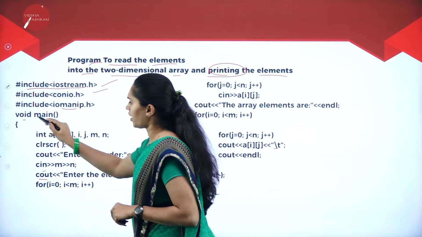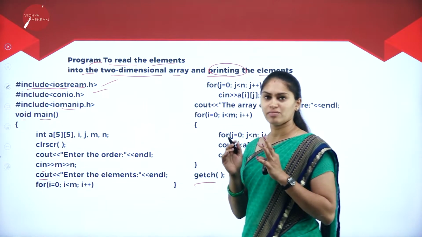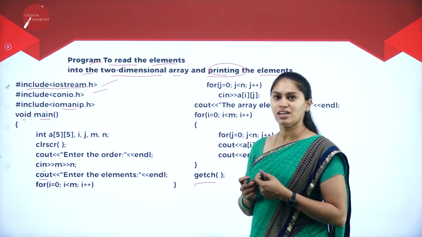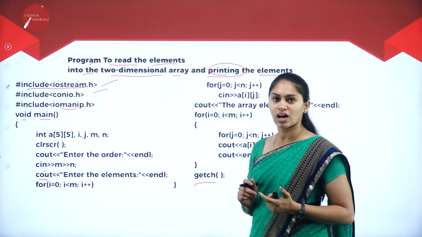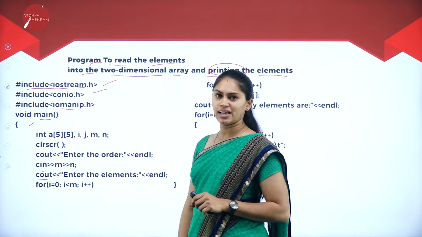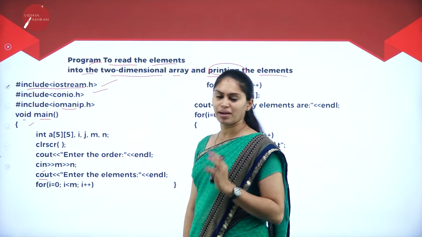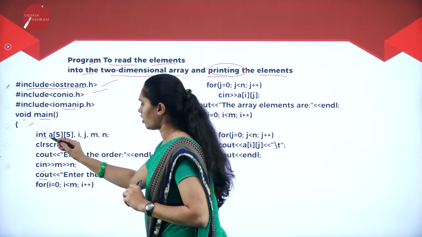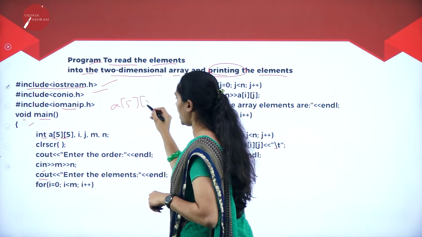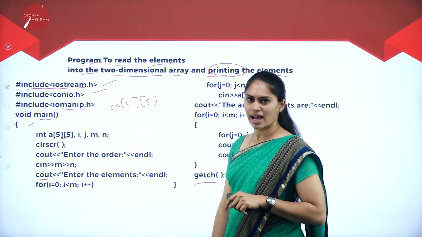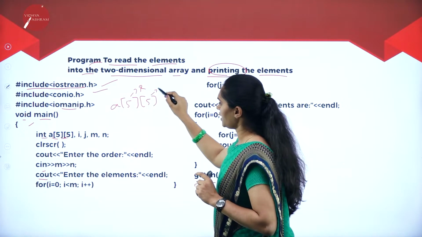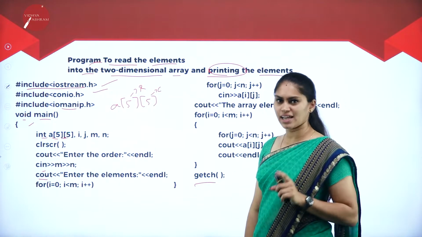Then we have a void main, where the actual program is going to start, that is in the main function. Void is a return type and main is a function name, so it will avoid returning values. That is what void main means, and this opening curly brace indicates the opening of the main function. Then int a[5][5]. What it is indicating, a[5][5], how many rows and columns is it having? It will hold a maximum of 5 rows and 5 columns. That is what we are declaring, the array.